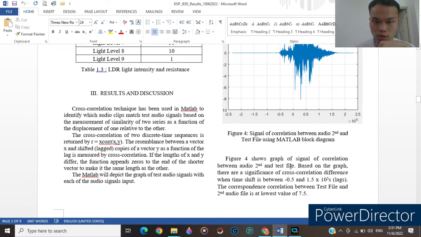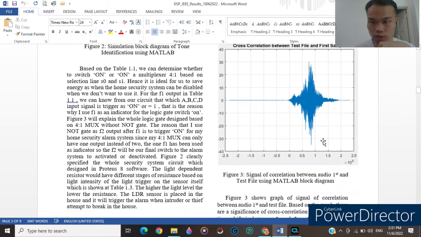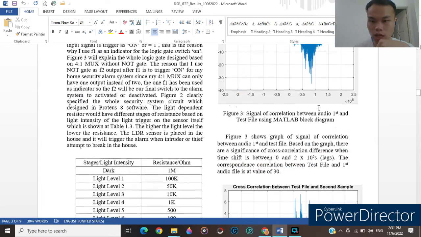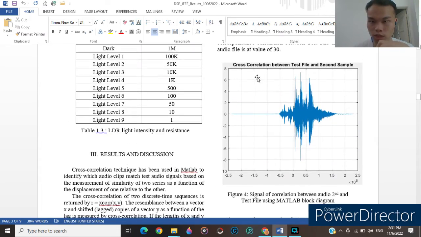Okay, so for the first sample, it's recorded at a 30 amplitude, which is quite low resemblance and similarity with the test file. And for the second, I think it's the lowest resemblance, which is not exactly the same as the audio musical notes of the test file.